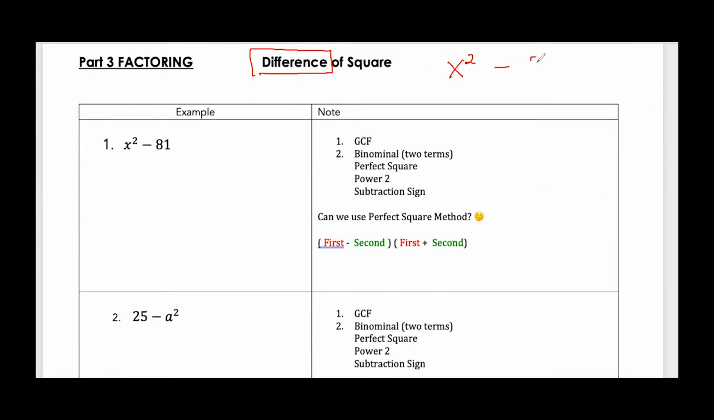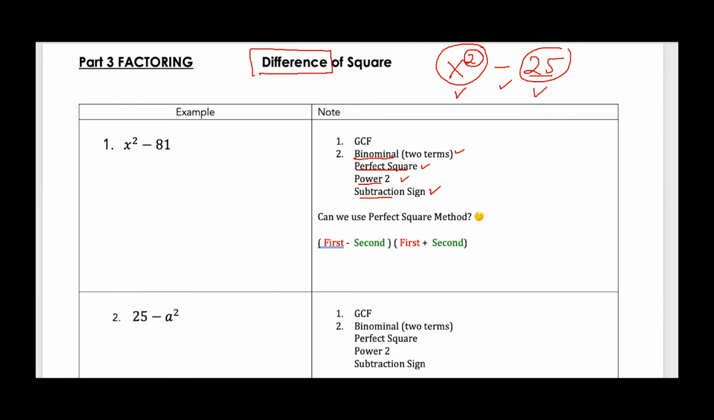So for example, I'm going to give you a very basic one right here. It has to be a power of 2. Do you notice the power 2? Check. It has to be a perfect square. So what number is a perfect square right here? 25. Check. And it has to have a subtraction sign. Why? Because we find the difference. Check. And it's also a binomial, because how many terms do we have? 1 and 2. So all of this is the key feature for you to identify whether the method is difference of squares.